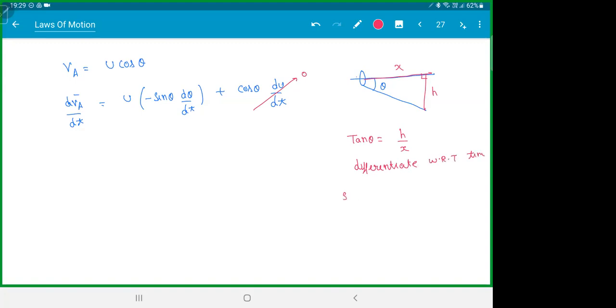The differential of tan theta will be sec square theta d theta by dt. Here you are getting d theta by dt from this, which would be minus h by x square into dx by dt, by the chain rule. So from here we get d theta by dt is equal to minus h by x square sec square theta, and dx by dt is nothing but, remember here x is decreasing and this is the velocity of B. So dx by dt would be minus vb.